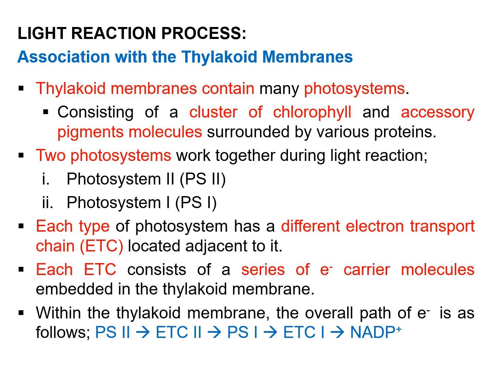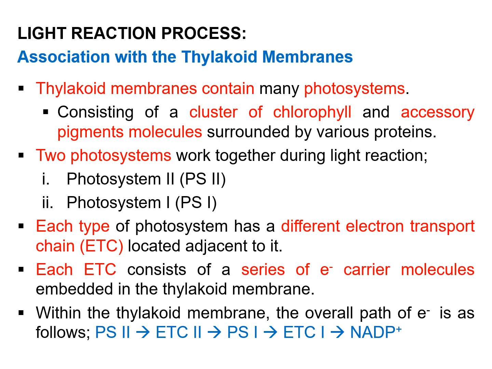Thylakoid membranes contain many photosystems, consisting of a cluster of chlorophyll and accessory pigment molecules surrounded by various proteins.